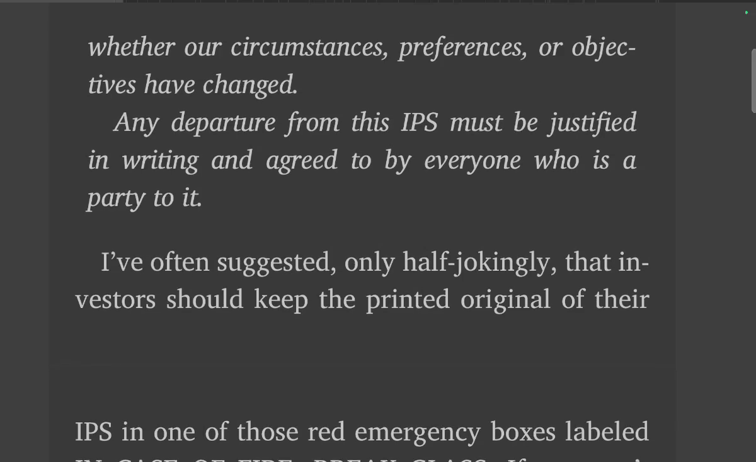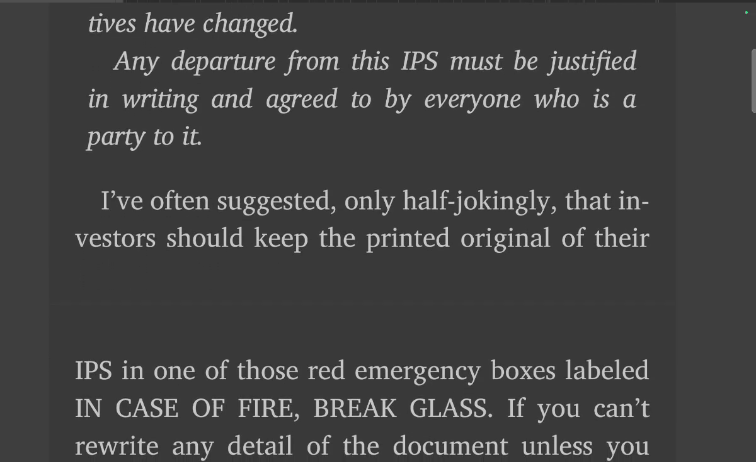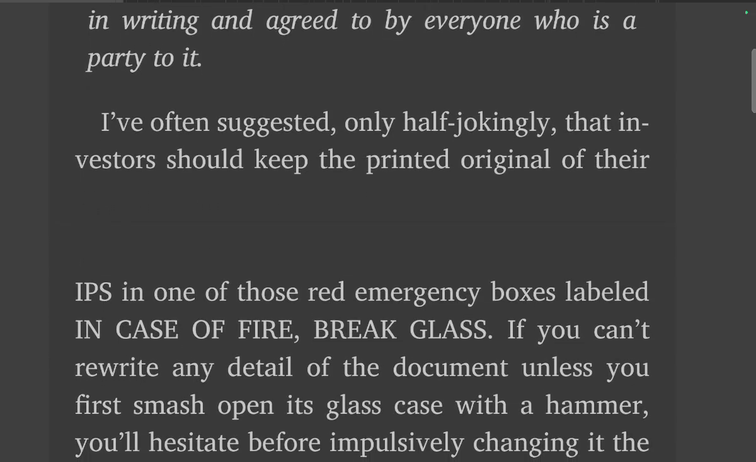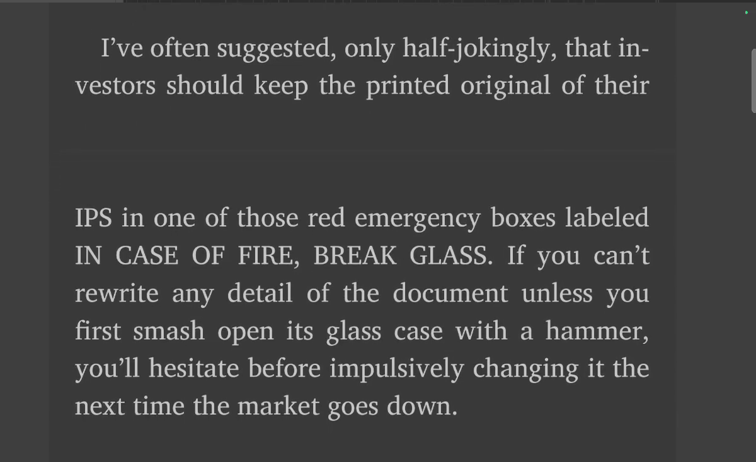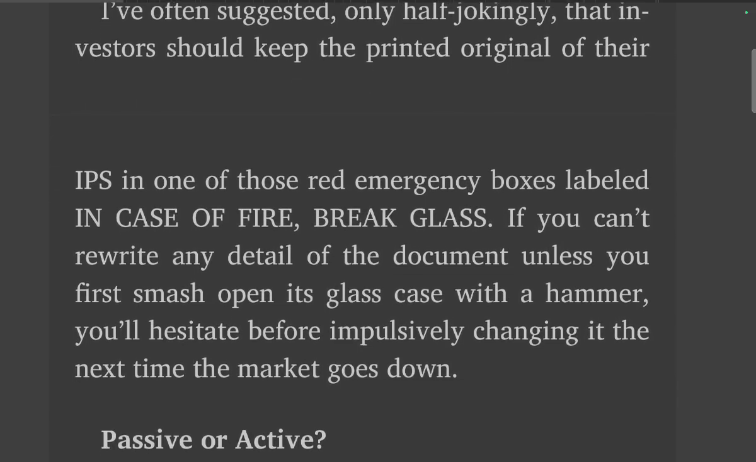I have often suggested, only half joking, that investors should keep and print an original of their IPS in one of their red emergency boxes labeled "In case of fire, break glass."